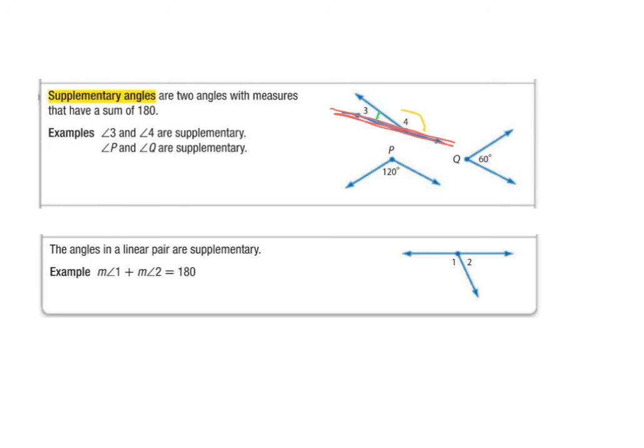So any linear pair, no matter what it is, will be supplementary because a linear pair forms a line, and lines are 180 degrees or half of a circle. You should write all of these down. They are extremely important and are going to come up for the next few months.